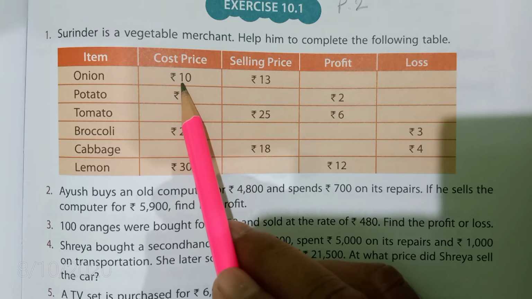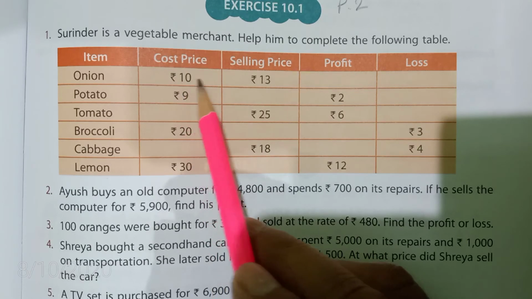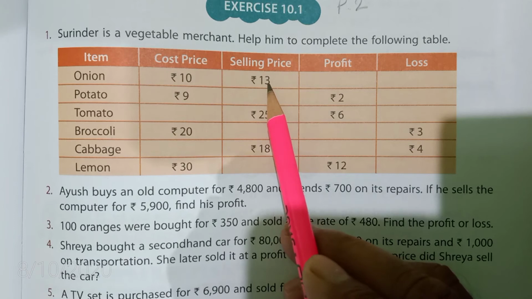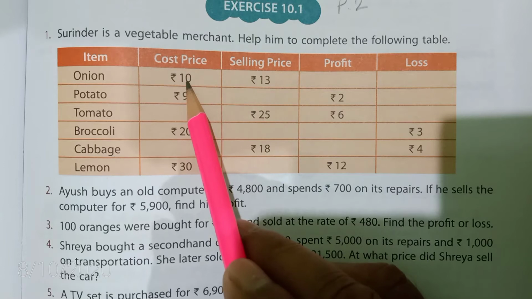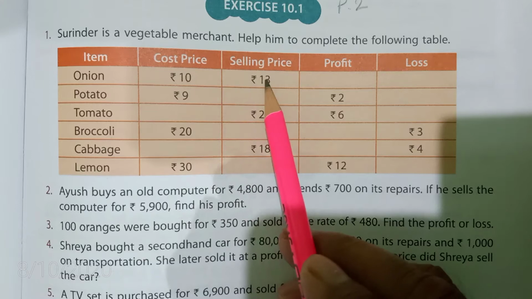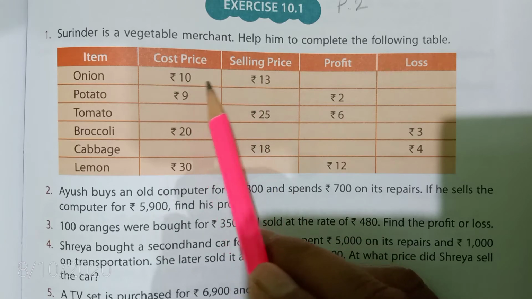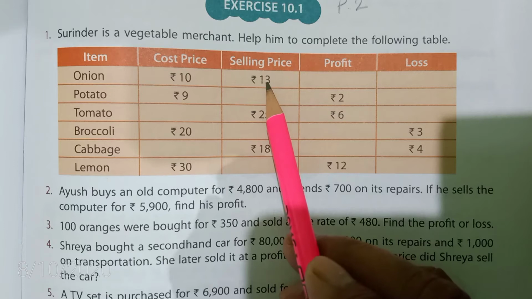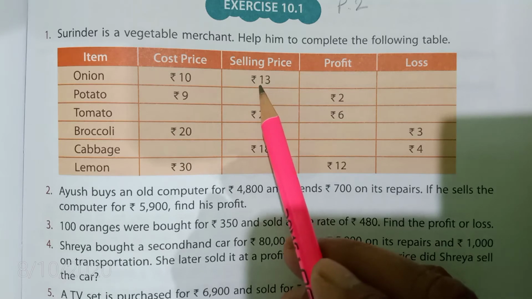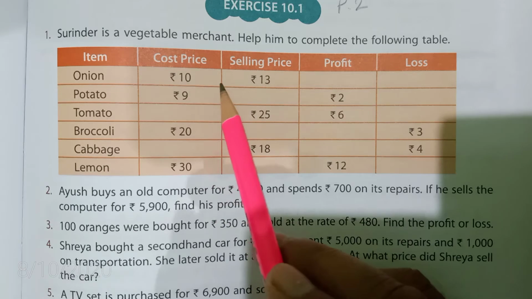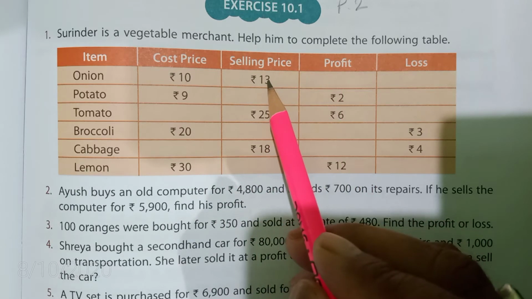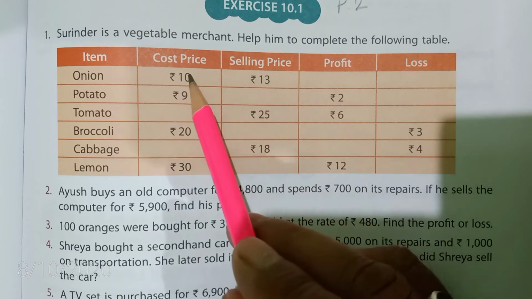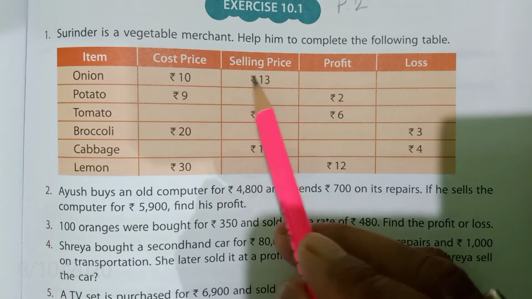So you can see, children, cost price is ₹10 and selling price is ₹13. It means that selling price is greater than cost price. So in case selling price is greater than cost price, there is a profit. You know the formula. If selling price is greater than the cost price, there is a profit in the transaction. So profit equal to SP minus CP.